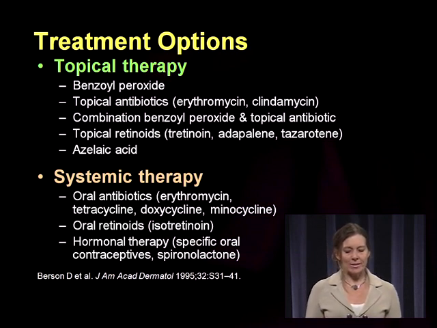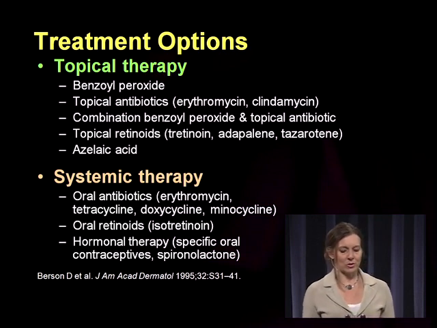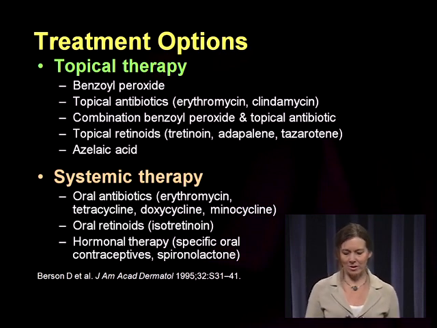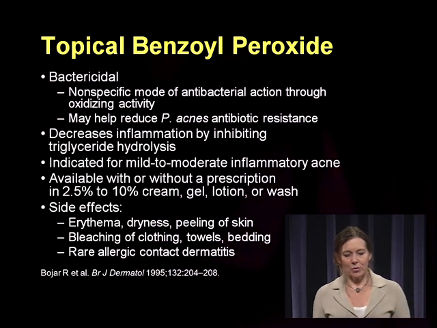For young ladies with significant acne, particularly if there are signs of increased androgens, if they have hirsutism, if they have particularly irregular periods, using hormonal therapy such as oral contraceptives or spironolactone can be very helpful as well. So we'll just briefly touch on each of these agents.